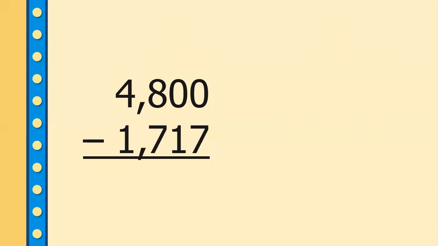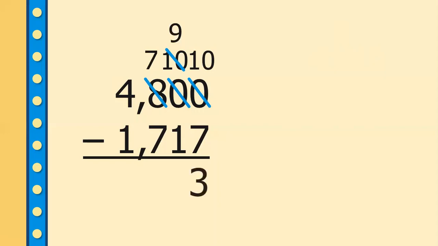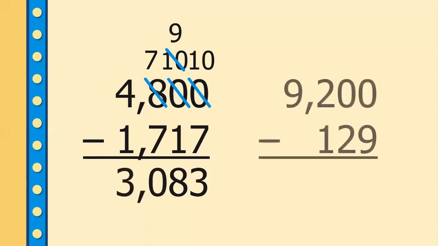Okay, go ahead. Okay, and so welcome back. We're going to unpause and start here. We're borrowing 10. We're making our 0 a 10, and 10 minus 7 is 3. Our next zero, we're going to make it a 9. 9 minus 1 is 8. And then 7 minus 7 is 0. 4 minus 1 is 3. So you should have gotten 3,083.